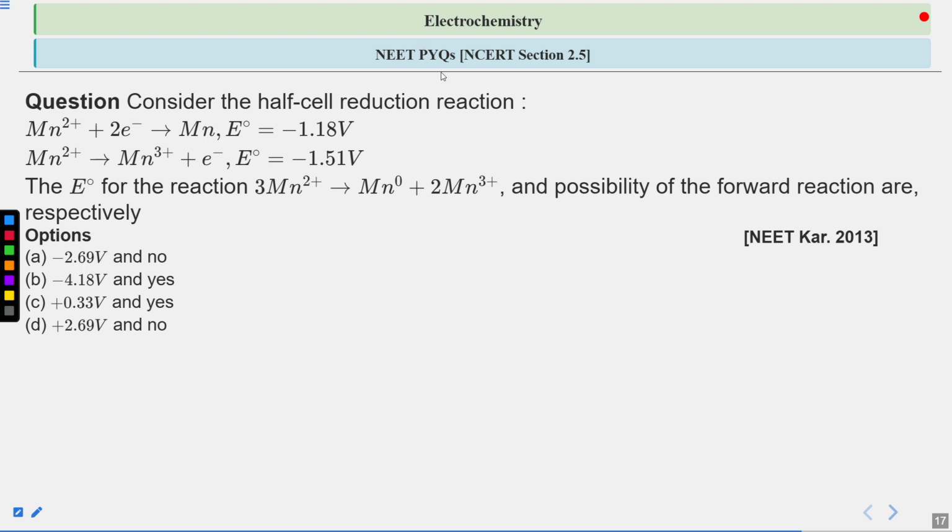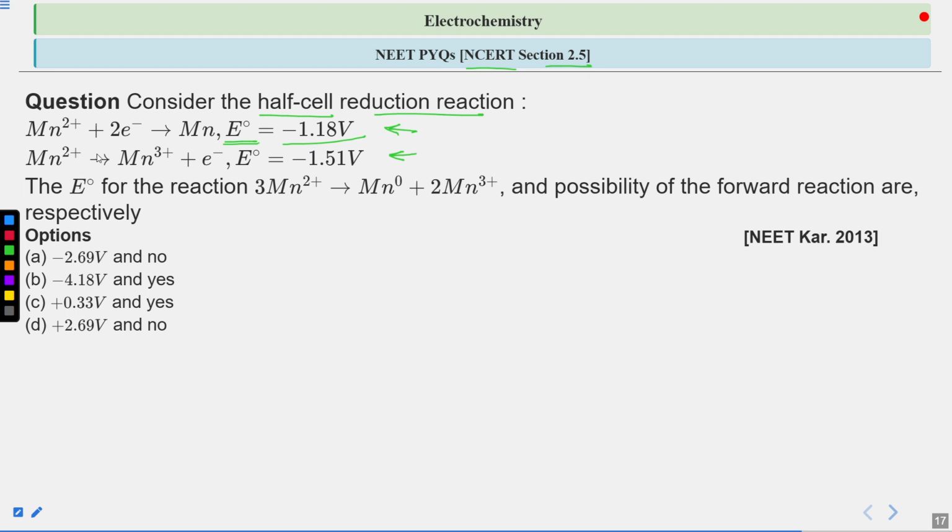This question is a NEET PYQ covering NCERT section 2.5. The question says to consider the half cell reduction reactions. We are given these two. Mn2 positive gains 2 electrons, giving Mn in the neutral form after the reduction, and the E naught for this process is minus 1.18 volt.